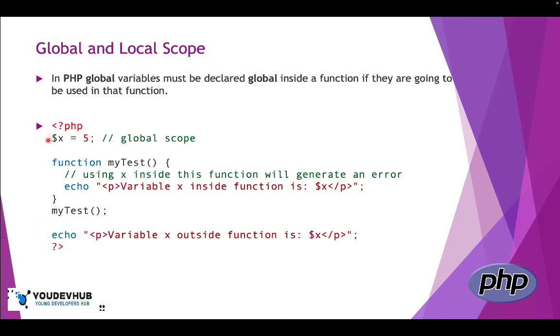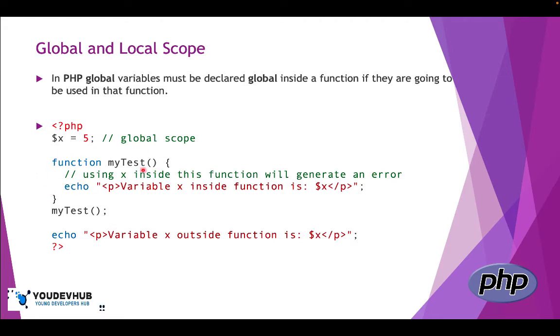we have a variable x with the value of 5 stored, and we have a function. We'll be coming into functions later on. We have a function, myTest, and we are going to echo p, a paragraph tag in HTML, "Variable x inside function is", and then myTest and echo variable x outside function. Don't worry about what these functions are. You get to know them later. I'm just trying to explain what a variable is and how the local and global scope of a variable works.